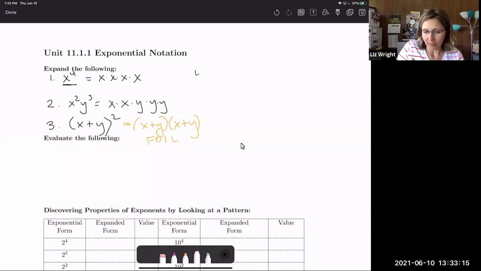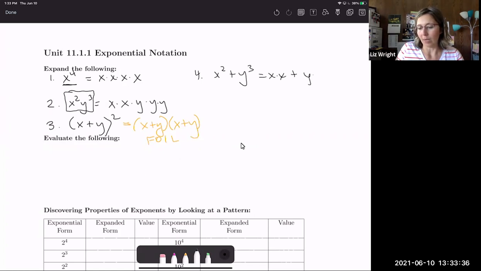So let's have another one. Let's say we've got number 4, and we've got x squared plus y cubed. How would it be similar or different to this? Well, instead of multiplication all the way across, it's going to be x times x plus y times y times y. And then for the next two, we've talked about this difference already, but we're going to make sure we are reviewing it.